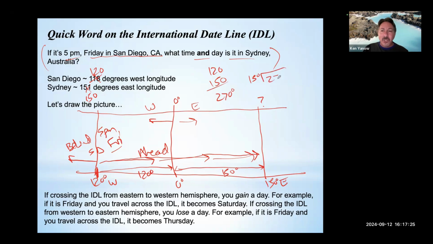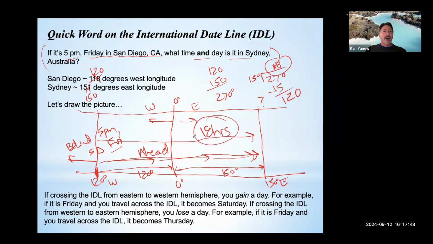So 15 into 270. So 15 goes into 27, 1. I'm going to use my longhand. 7 minus 5 is 2. 1, 2, 0. So 15 goes into 120 8 times. So that means there are 18 hours of difference between us and our friends in Sydney, Australia.